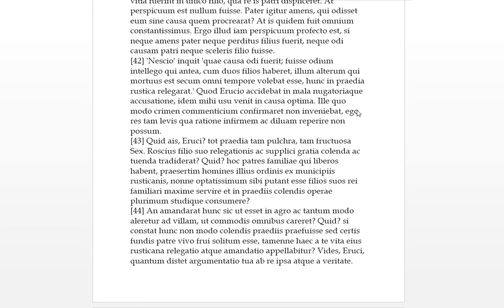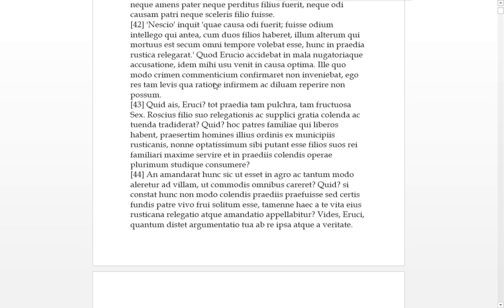by any way. In re tam levi, in a matter so light or superficial, qua ratione, in which accounting or in which way of thinking, infirmam and dilutam reperire non possum. So possum is taking the infinitive. I'm not able to find basically a defence in a matter so light and so infirm and weak, and dilutam is just another word for weak basically. Okay, 43.